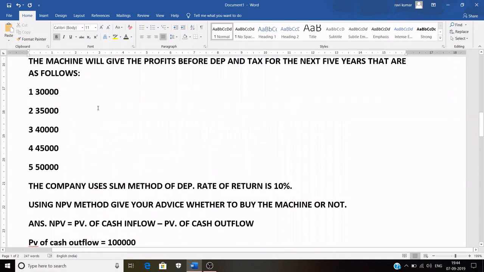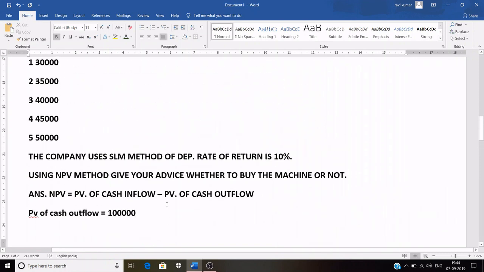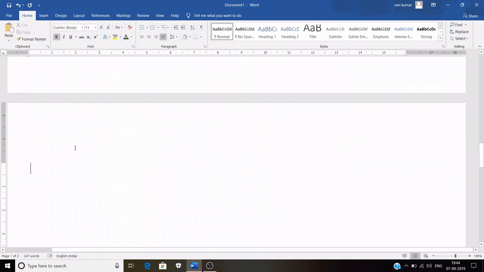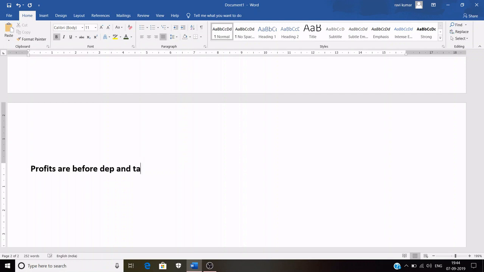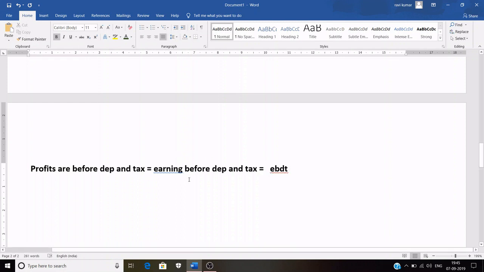So let's calculate the cash inflows. We know cash inflows are not equal to profit, and we already explained it in the previous video. I will also explain it here. So let's watch out. Actually, the profits that are given here are before depreciation and tax. That is also known as earning before depreciation and tax, that is EBDT. EBDT means earning before depreciation and tax.